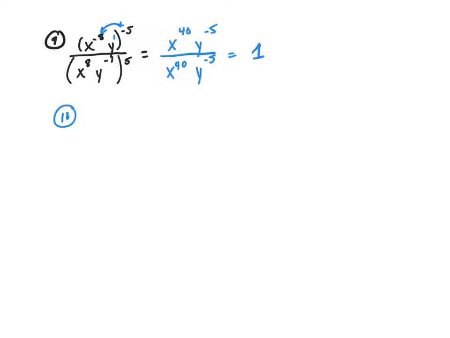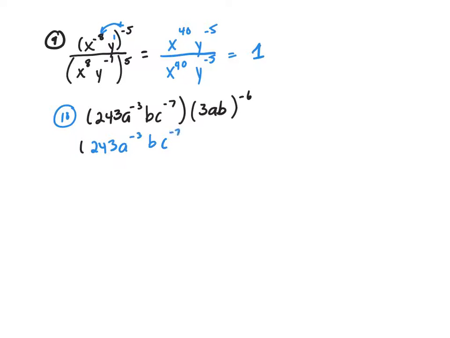Question 10 says 243, a to the negative 3, b, c to the negative 7, no exponent on the outside, 3, a, b to the negative 6. So I would leave the first one alone. That's 243, a to the negative 3, b, c to the negative 7.